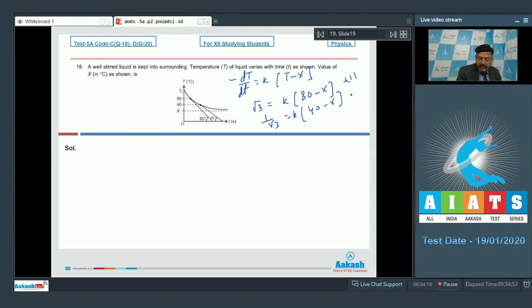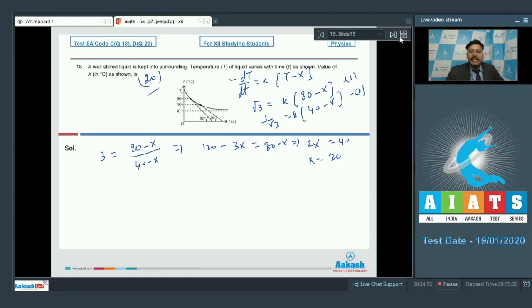So we have these two equations. We can divide 1 by 2, and if we do that we will get 3 equal to 80 minus x by 40 minus x. Let's solve it. So 120 minus 3x is equal to 80 minus x, or 2x is 40, and x is simply 20. So for question 18 the answer is 20.